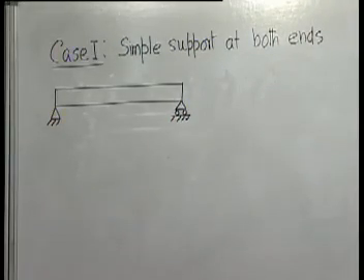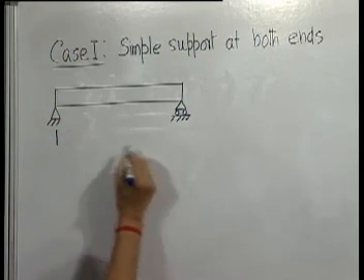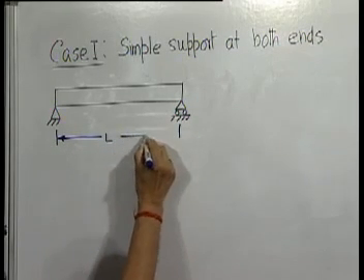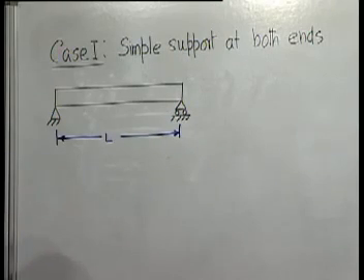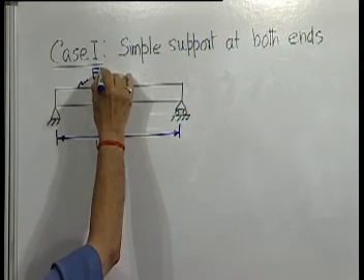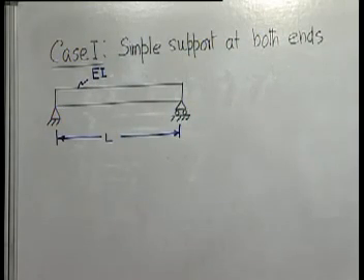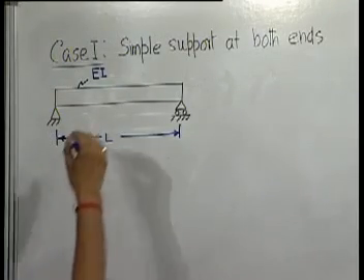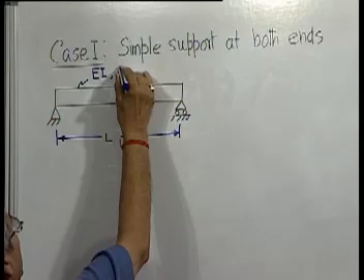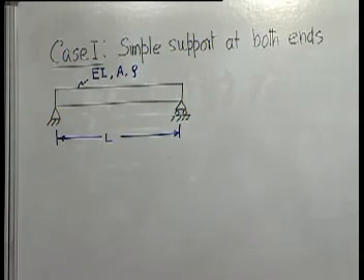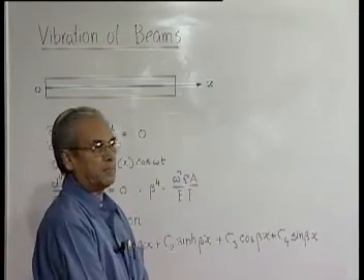So, a beam with simple support at both ends, the length of the beam is L, the flexural rigidity, which is the product of the 2 terms E and I that appears here, is called flexural rigidity, EI. The cross-sectional area is A, and density of the material is rho. Now we have to find out the natural frequencies and mode shapes if possible.